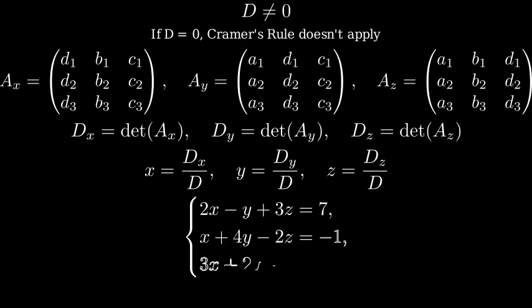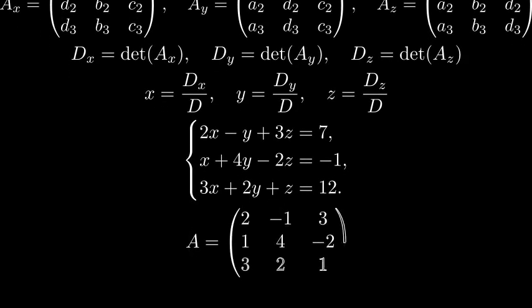Consider the following system of equations. Step 1. Let's identify our coefficient matrix A. This matrix contains the coefficients of x, y, and z from our system. The first column has the coefficients of x, 2, 1, and 3. The second column has the coefficients of y, -1, 4, and 2. The third column has the coefficients of z, 3, -2, and 1.